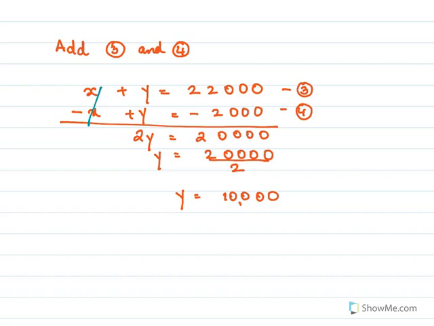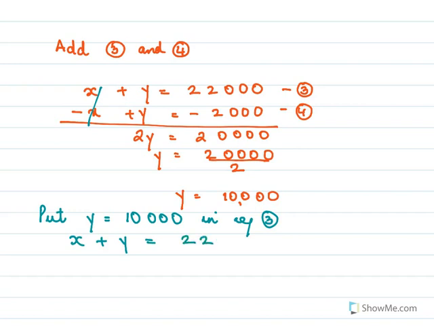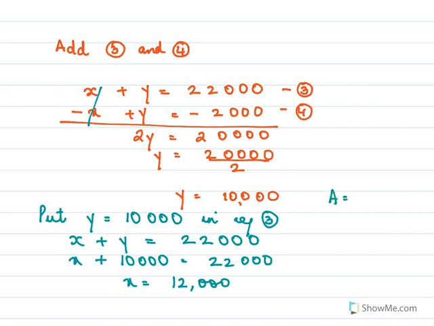To find the amount invested in scheme A, all you need to do is put y equal to 10,000 in equation 3. So x plus y equals 22,000, so x plus 10,000 equals 22,000. So your x will then work out as 12,000. So in scheme A, he invests 12,000, while in scheme B, he invests 10,000.